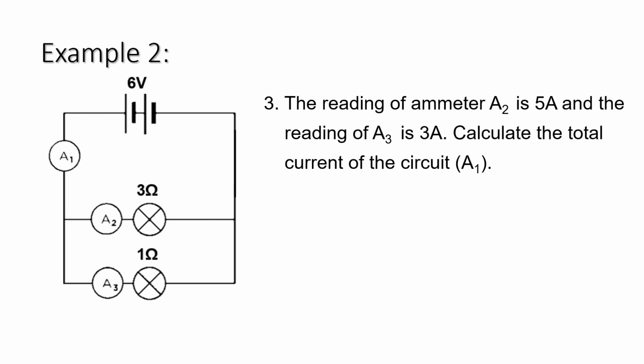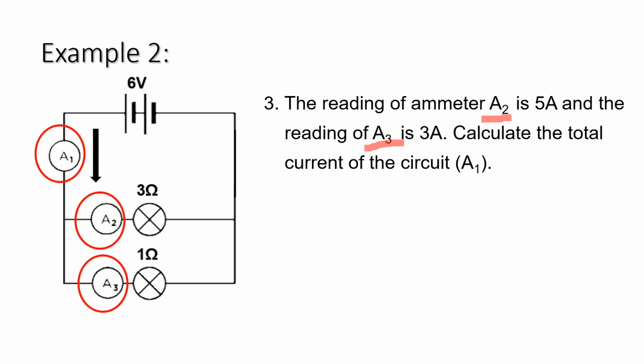Our third question with regards to a parallel circuit is to calculate the total current. The information we give you in the question says the reading of ammeter A2 is 5 amperes, and the reading on ammeter A3 is 3 amperes. Calculate the total current. The reason why we have said the total current is A1 is because it's found in the series part of the circuit.